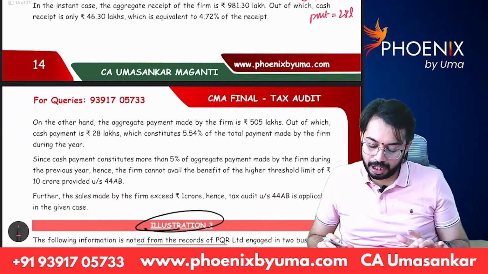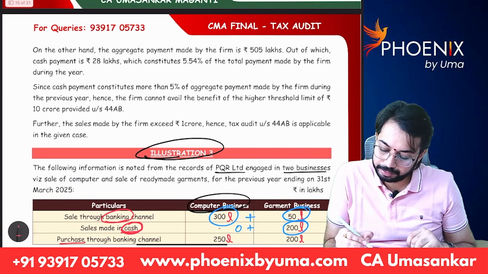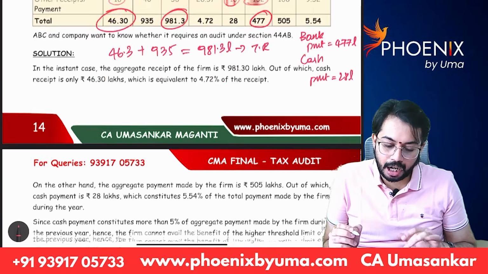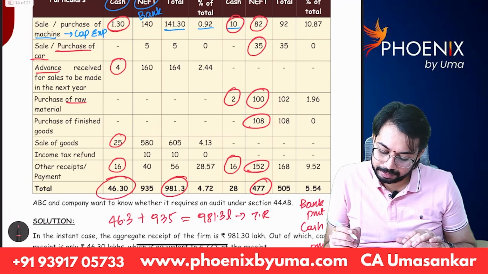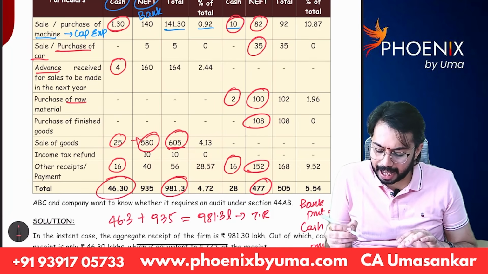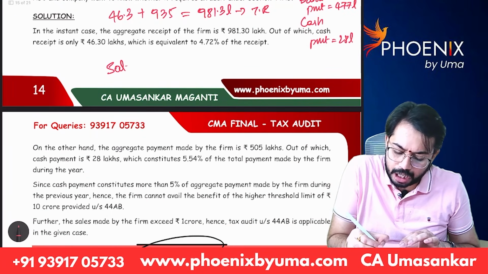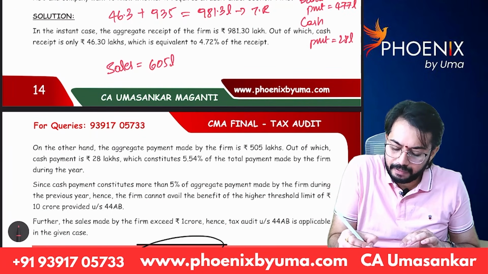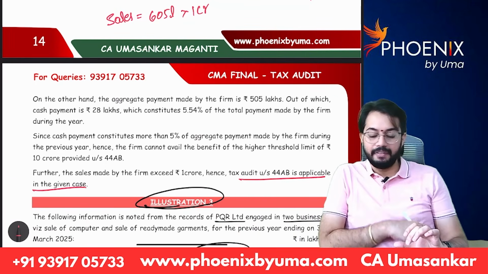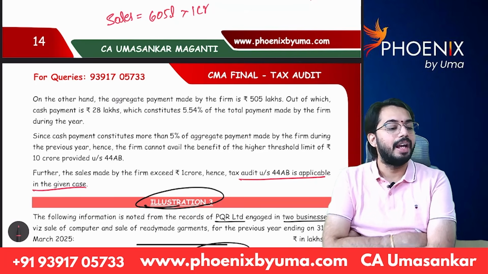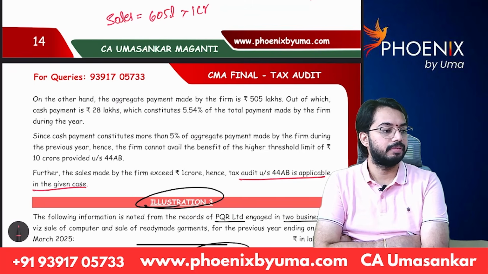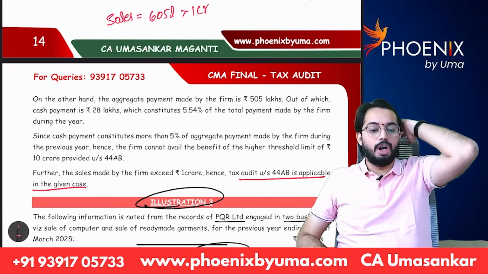So therefore, threshold limit applicable is 1 crore. And how much are sales made here? Sales made are 25 lakhs plus 580 lakhs, 605 lakhs. Sales are 605 lakhs, which is more than 1 crore. So tax audit is applicable in the given case. Did you understand? Everybody? I hope you got clarity.